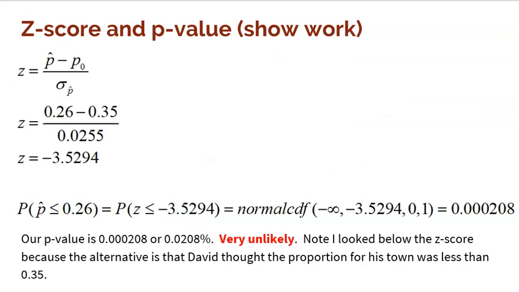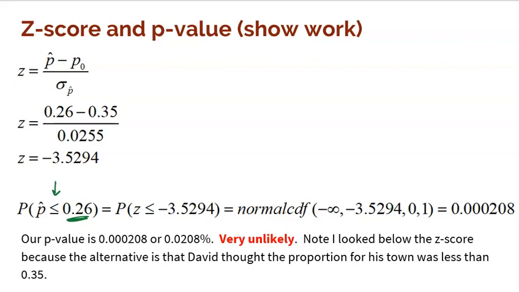Then we have to find our p-value. Remember, since our alternative was that David believes it's less than, we're going to look below. So the probability that a sample is less than or equal to our sample would be equivalent to the probability of a z-score being less than or equal to negative 3.5294. I'm going to find that probability using normal CDF. I've been emphasizing this for units now: you have to show your work here. You have to write this down on the paper, normal CDF.